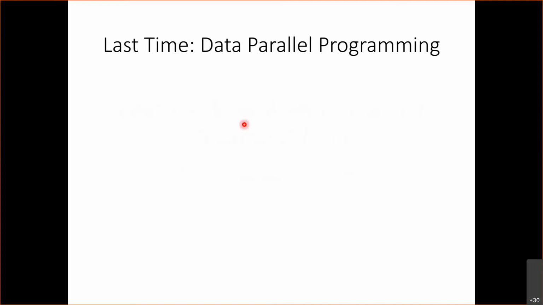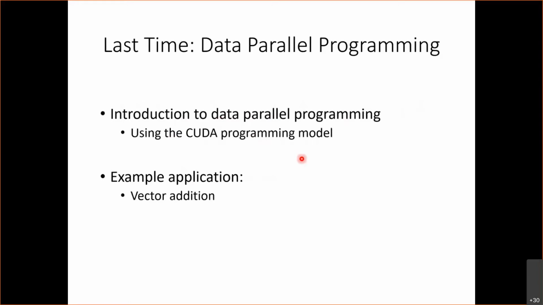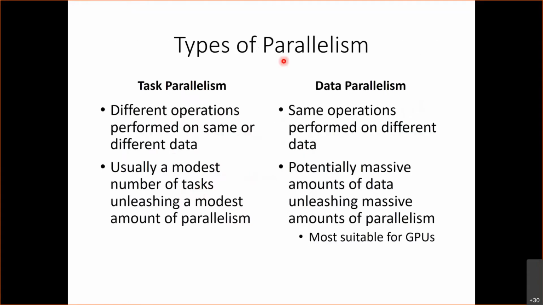So last time we spoke about data parallel programming. We had an introduction to data parallel programming, and we used the CUDA programming model to demonstrate that. Our example throughout the class was vector addition. We said there's two types of parallelism: task parallelism and data parallelism. Task parallelism is where we do different kinds of tasks in parallel, and these tasks could be on the same or different data. With task parallelism, usually you can unleash a modest amount of parallelism because there's usually a small number of different kinds of tasks in a program that can run in parallel.